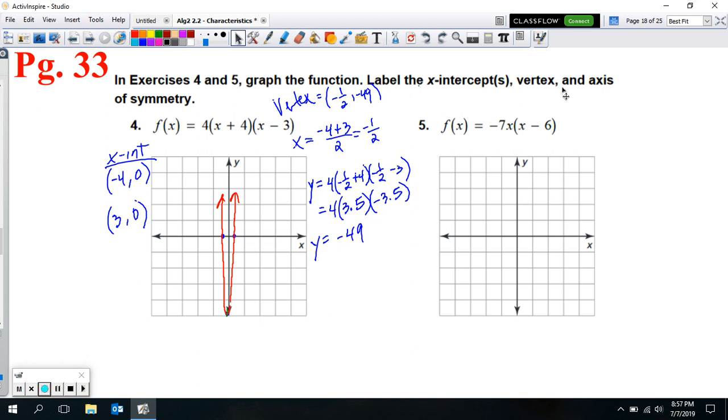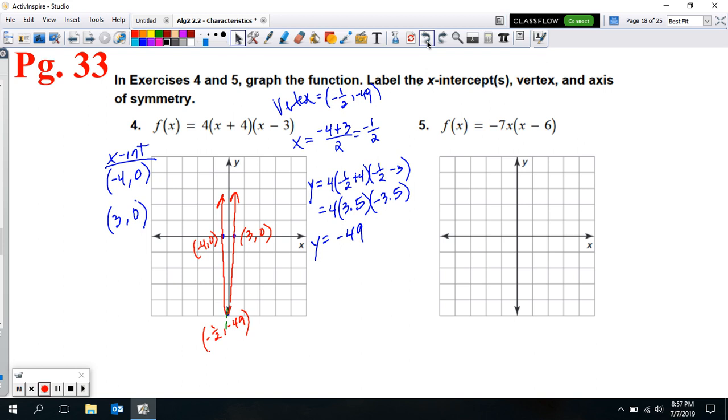And then we're just going to go ahead and label the x-intercepts. So let's just go ahead and slap a label on these. The label is going to be their ordered pairs. You're going to label them with the ordered pairs. So negative 4, 0 on that side, positive 3, 0 on the other side for that point. Label the vertex, and we're going to label it not just with the name vertex. Let's go ahead and label it with also the ordered pair. Negative 1/2, comma negative 49 down there.